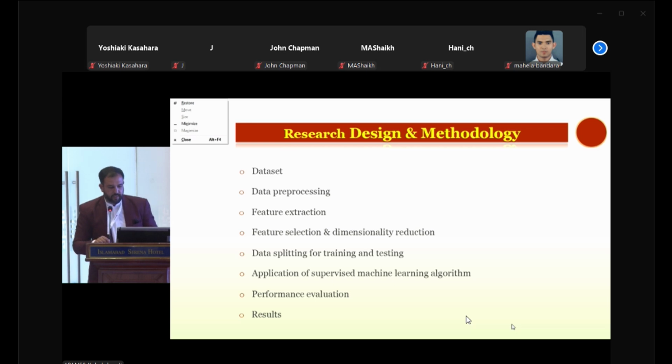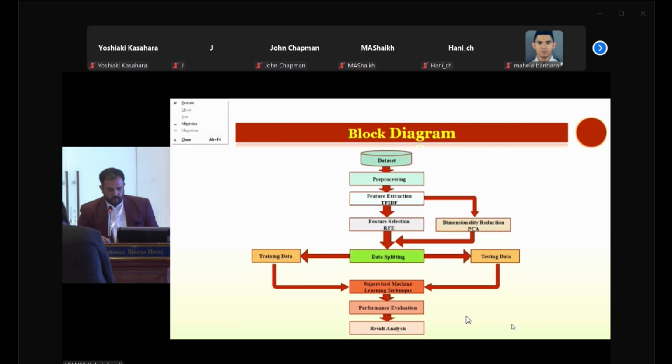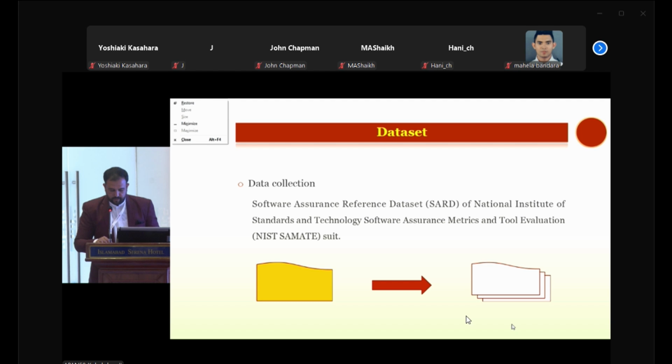This slide presents the basic steps of our research design and methodology. Here is the block diagram of our proposed model. The dataset is the first phase of our proposed model.